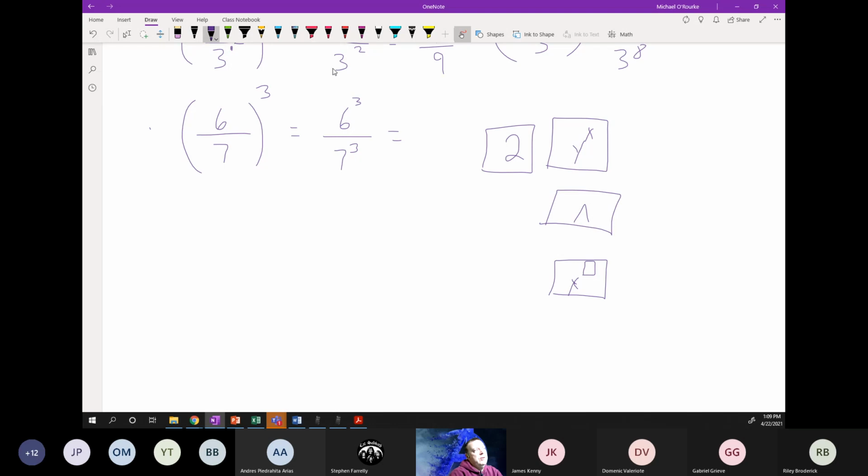Okay, do we understand how to work fractions in there? Like how a fraction to the exponent of something works? All right.